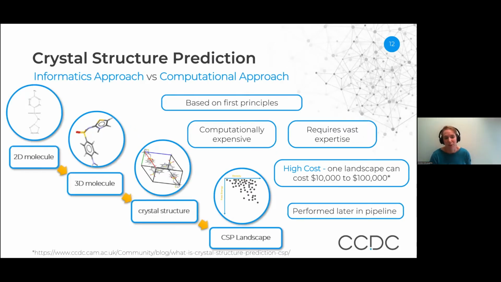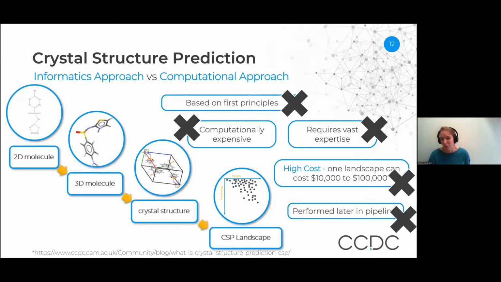So if we go back to that computational approach and the issues with it, we are no longer basing it on first principles, which means we no longer have a computationally expensive system. As opposed to 10 hours, my computer can run a landscape in about 20 minutes. And it no longer requires all this expertise, because that expertise is embedded in the database itself. That means it's no longer high cost, and you can do it earlier in the pipeline rather than waiting until you're fairly committed to the molecule.